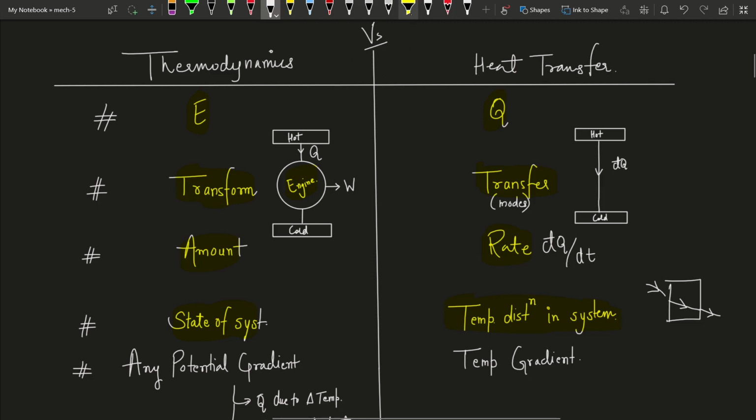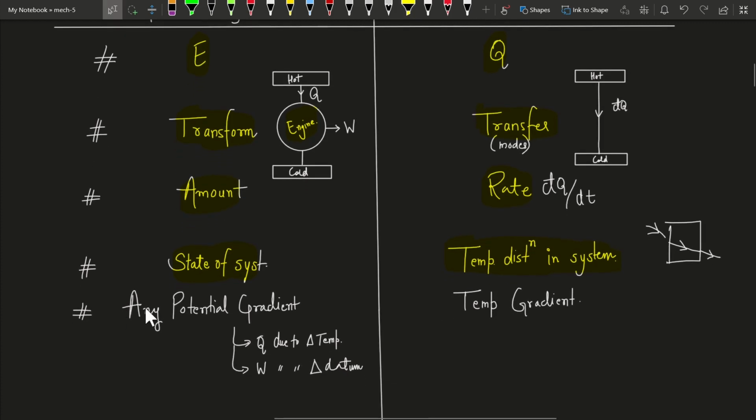Next difference we can have, in thermodynamics, we deal with any potential gradient. What is this potential gradient? See, any potential gradient means for heat to flow, I need some temperature difference. For work to happen, I need datum difference. If I've done work on the system to raise it to some height, then it has some potential energy, and that is because of datum difference, right? So that temperature difference, that datum difference, these are potential gradients. So we deal with any potential gradient in thermodynamics, whereas in heat transfer we deal with temperature gradient only, as you have seen here in the diagram.